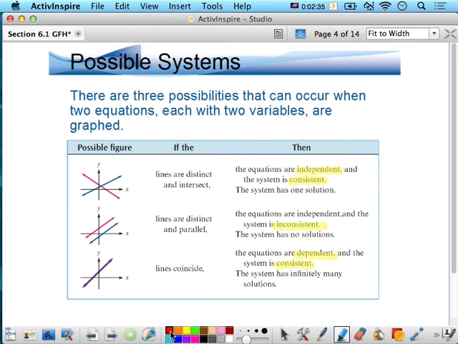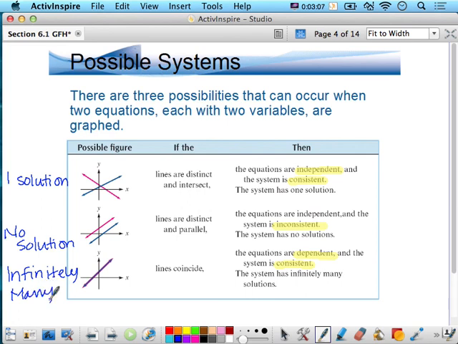So the first situation here has one solution, and it will be in the form of an ordered pair, x comma y. The second situation has no solution. The two lines never intersect because they're parallel. And the third situation has infinitely many solutions. And when we come to that point, we'll talk a little bit more about how to write that as a solution if you happen to get that for an answer.